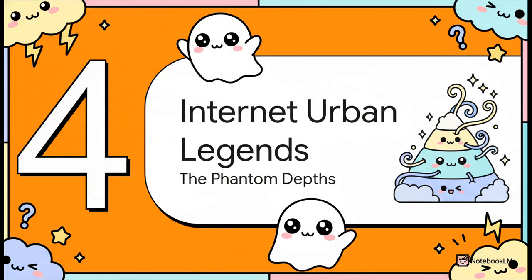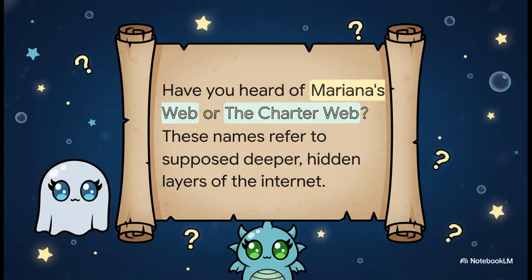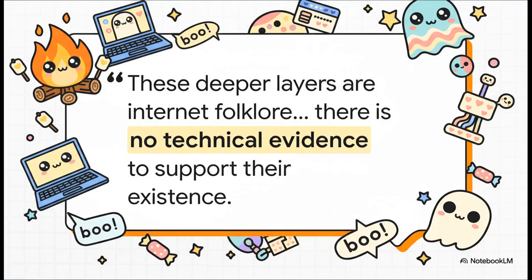So, what about all those other layers? The ones you see way down at the bottom of the scary iceberg charts? Well, this is where we say goodbye to technical reality and hello to the world of internet folklore. You've probably heard the names whispered in forums or YouTube videos: Mariana's Web, the Charter Web, the Fog, Virus Soup. I mean, they sound incredibly ominous and intriguing, right? And they have definitely fueled a ton of online stories. But the reality is much, much simpler. These are basically digital campfire stories. They're what the internet calls creepypasta, which is just a fun name for online horror fiction.